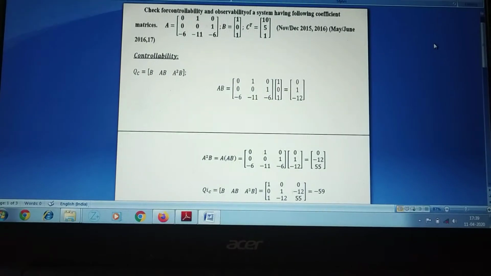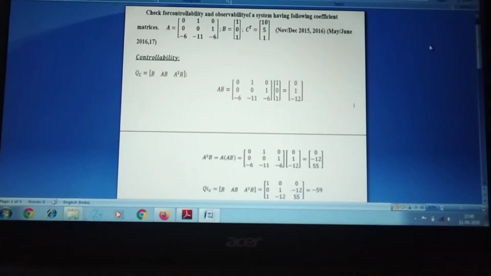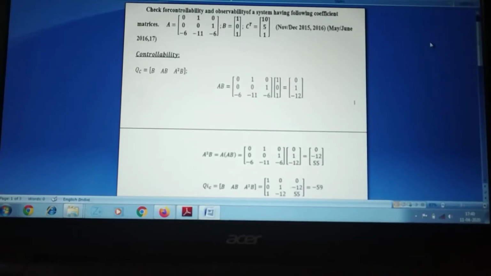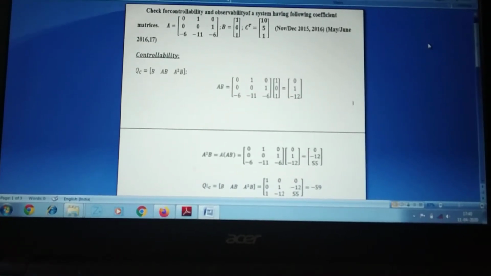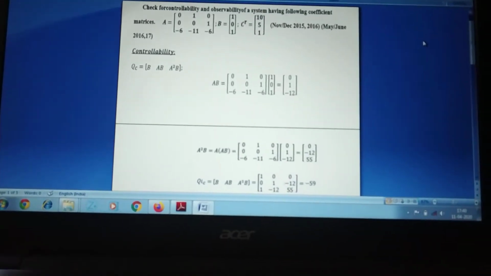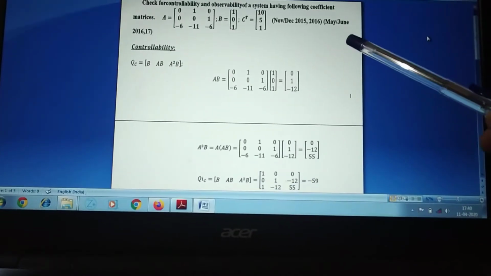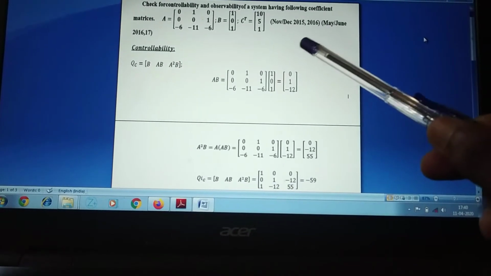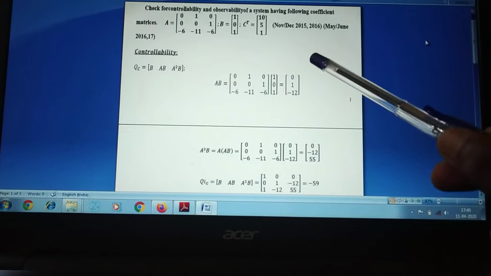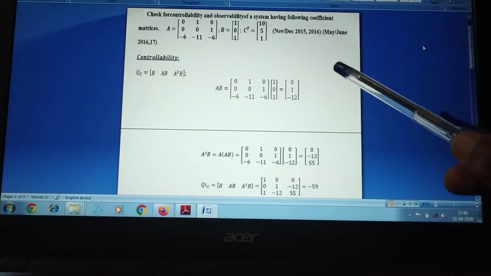Dear students, now we are going to discuss our control system, fifth unit: controllability and observability of the system. First, we are going to discuss the basic problem of controllability and observability. It is a very important and repeated problem for November-December 15, 16 and also May-June 16, 17. It is a very simple, easy problem in your control system.